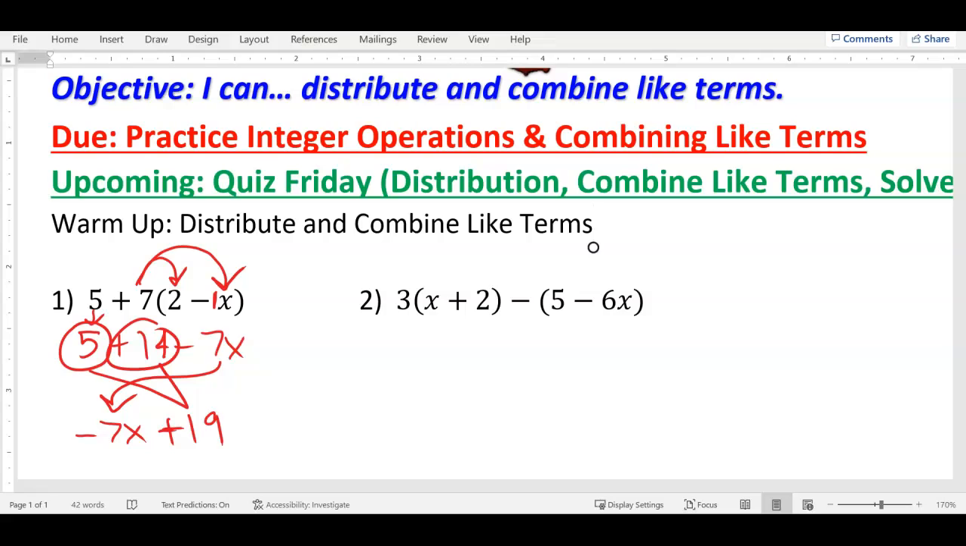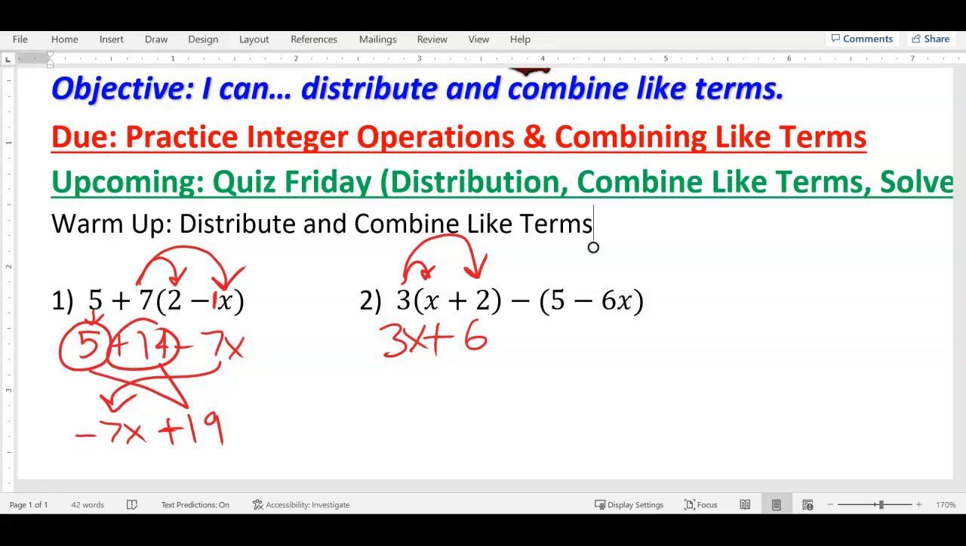And number 2 is a little tricky because you have 2 parentheses, so PEMDAS, parentheses, distribute, right? So let's distribute. The first one is 3 times x and 3 times 2. What's 3 times x? Anytime you have a number times a letter, stick them next to each other. So 3 times x is 3x. And then what about 3 times 2? 6. Positive means plus 6.